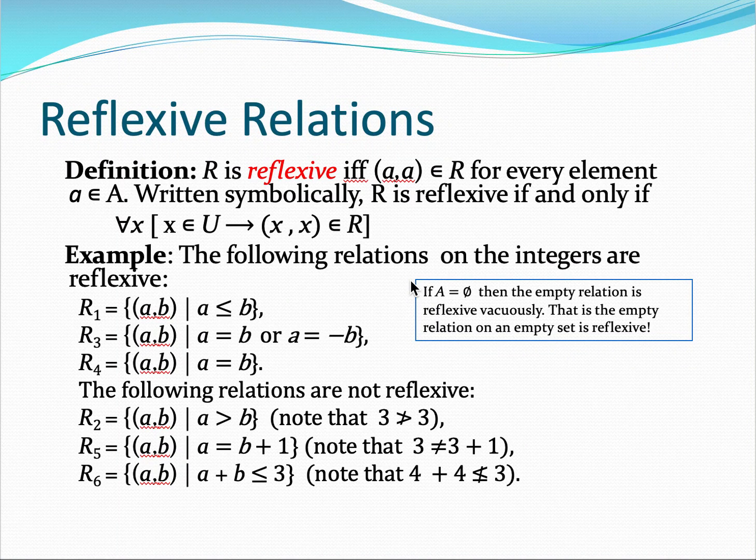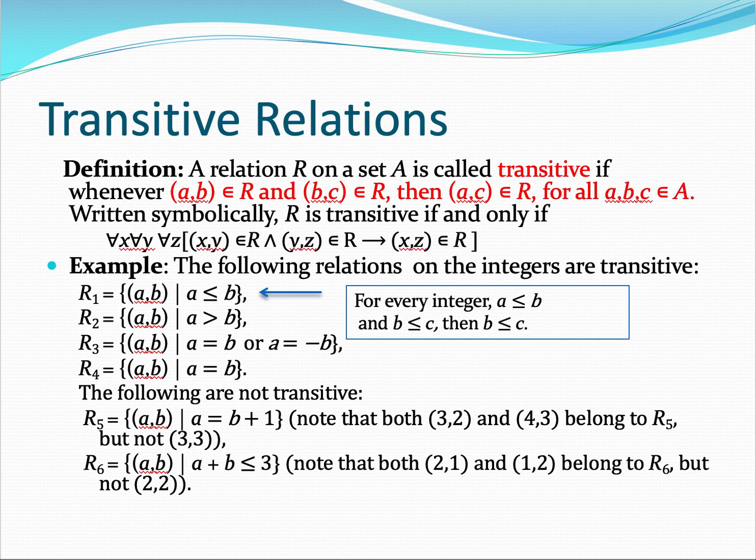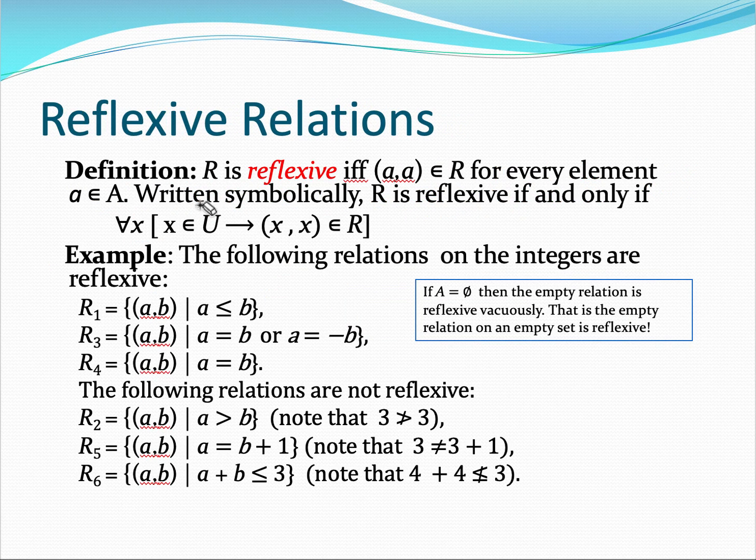So now we will look into the properties of relation. Basically, we have three types of properties for relation. We have reflexive, we have symmetric, and we have transitive. So what is reflexive? The definition for reflexive is as this.